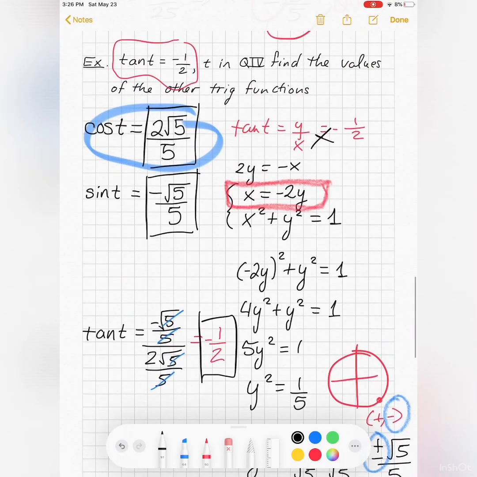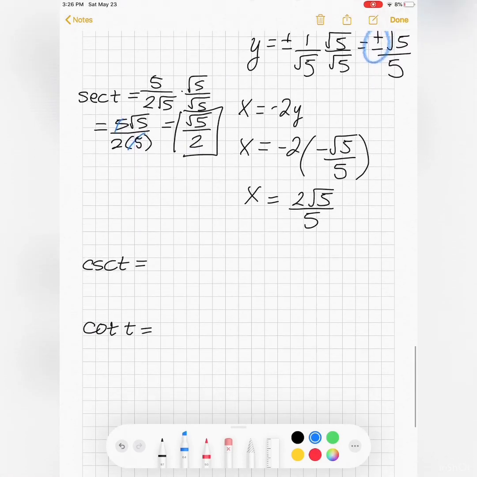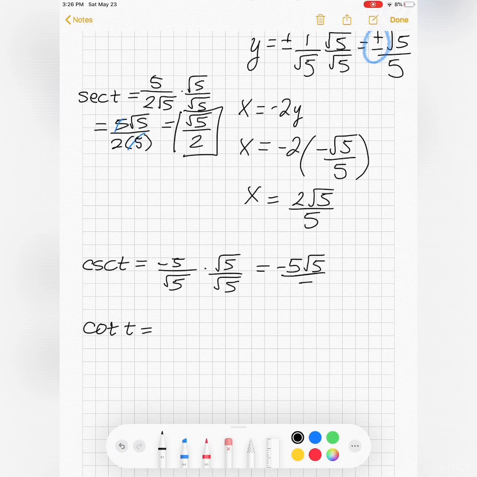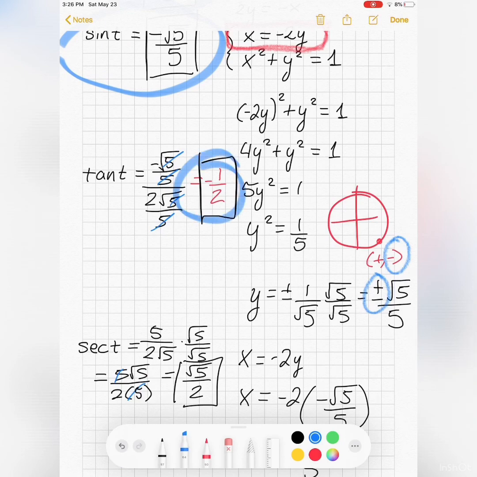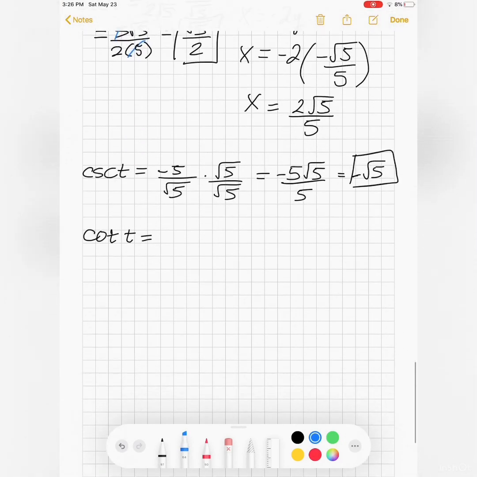Okay, cosecant, the reciprocal of sine. That'll be negative 5 over root 5. Rationalize. And then cotangent, that's the easy one. Reciprocal of tangent, so that's just going to be negative 2.